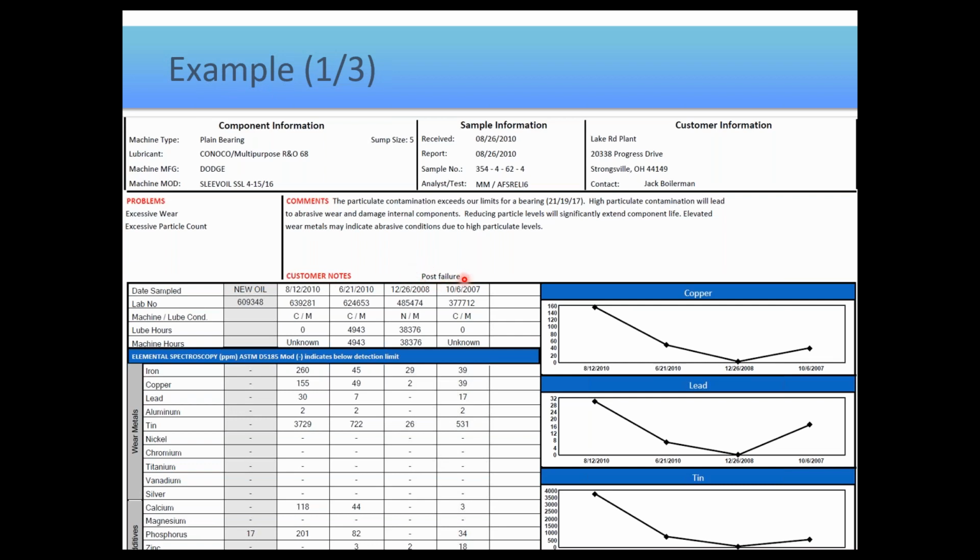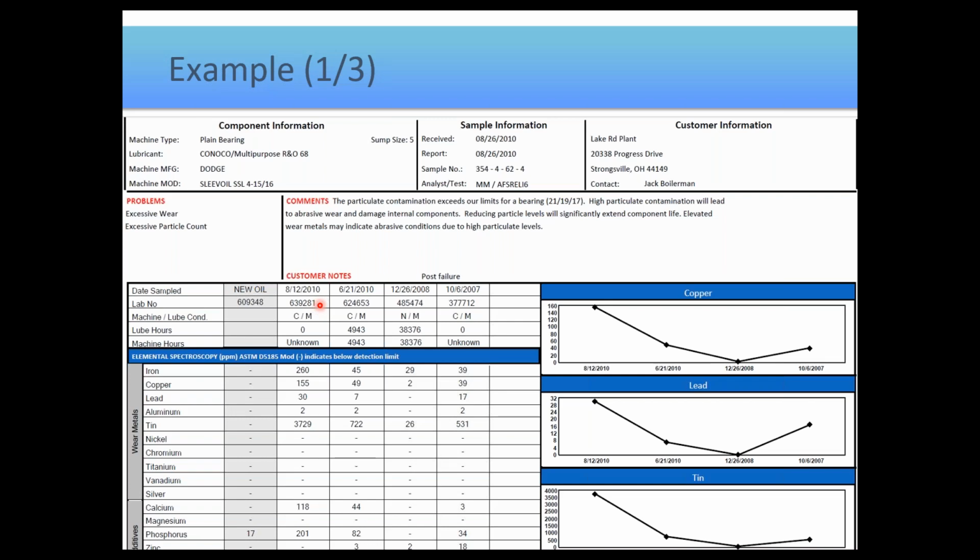This is a post-failure sample. So thankfully, with today's example, we don't have to figure out if there's a problem, because we know there is. This bearing already failed. It's catastrophic failure. This is a sample of the oil recovered from the failed bearing is what's going to be populating this column here. We need to see if we can figure out why it failed.